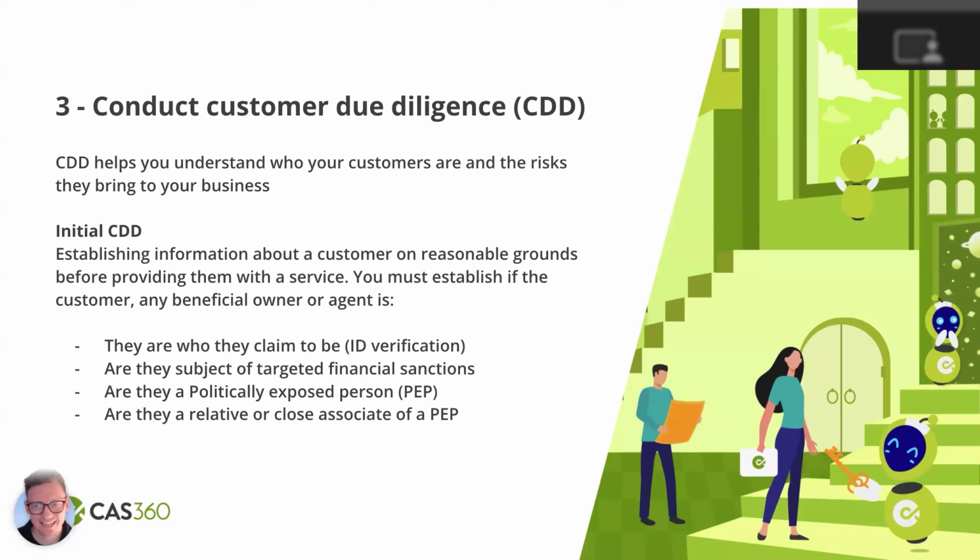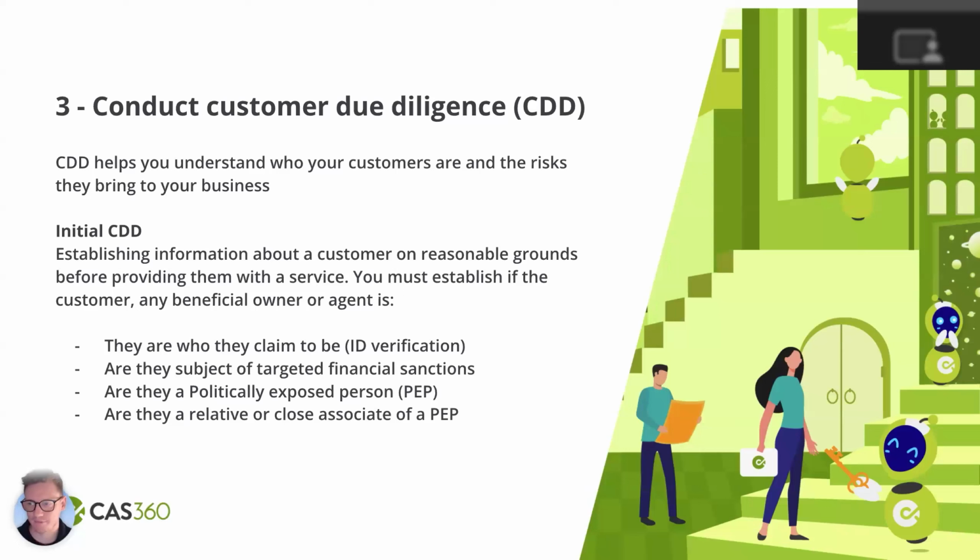Step 3 is conducting customer due diligence. CDD helps you understand who your customers are and the risks that they bring to your business. With customer due diligence, this has been around the industry for a while. Certainly the TPB has some recommendations, and I use the word recommendations carefully because that's what they are, for verifying your customer's identity. What this law will do is essentially make that legislation, so make it a legal requirement as opposed to a recommendation.